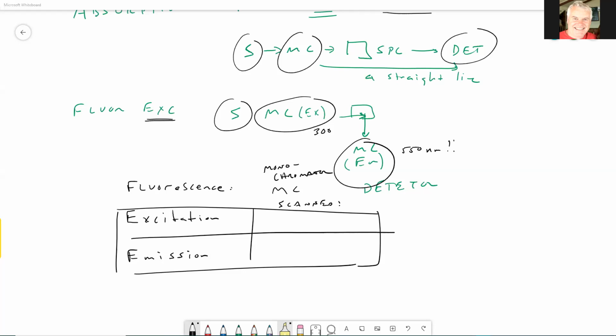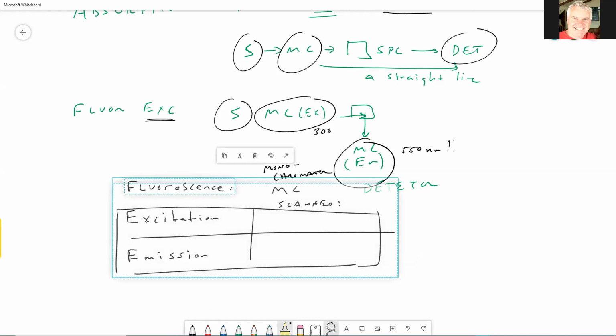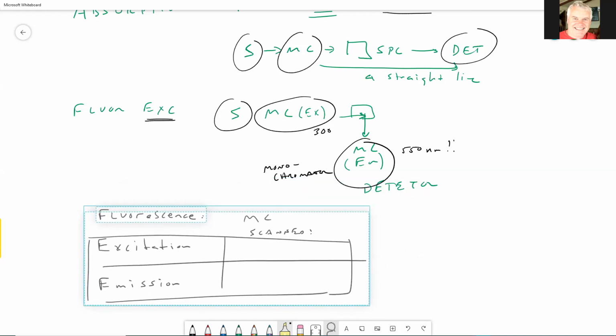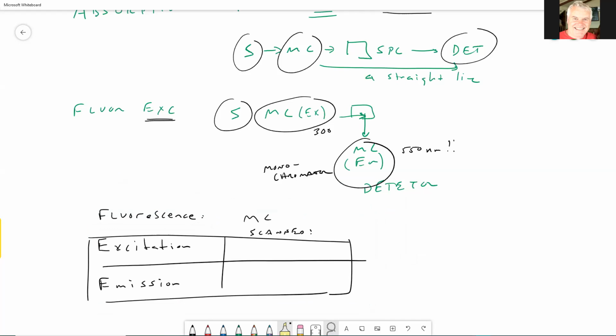So in these experiments I'm trying to describe here, in excitation, one of these two monochromators scan. It's going to be the EX or the EM, right? So in excitation, which monochromator is scanned? EX or the EM?